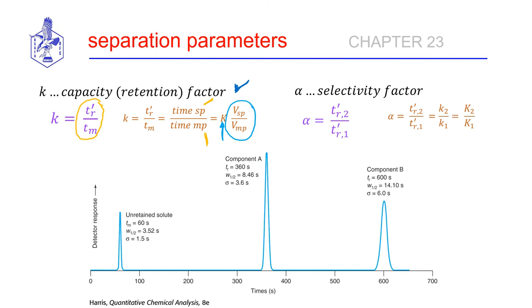The selectivity factor, alpha, is a relative measurement of two different components being separated. So below you see a nice illustration of a chromatogram. We have time zero. This is where we injected the sample. We have the time of an unretained component here at 60 seconds. We have two components coming off. Component A comes off at 360 seconds. Component B comes off at 600 seconds.